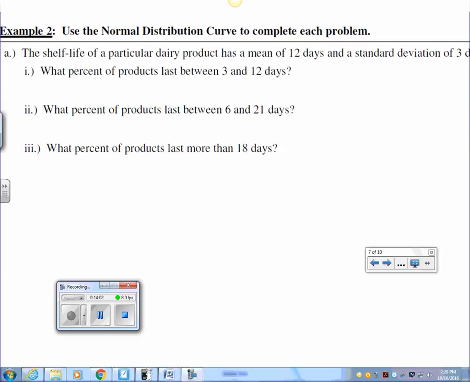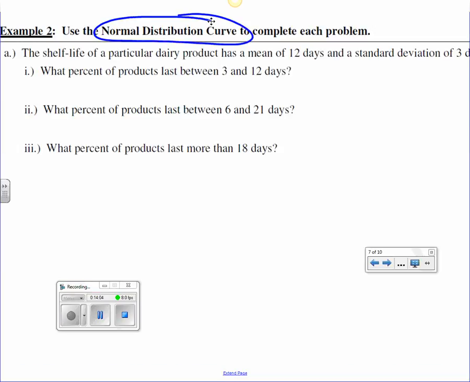Use the normal distribution curve. So on the test on Friday, as you know, all the problems are mixed up. When you see normal curve, that's when you need to draw one of these, okay? When it says normal curve in the problem, it will say that, okay?